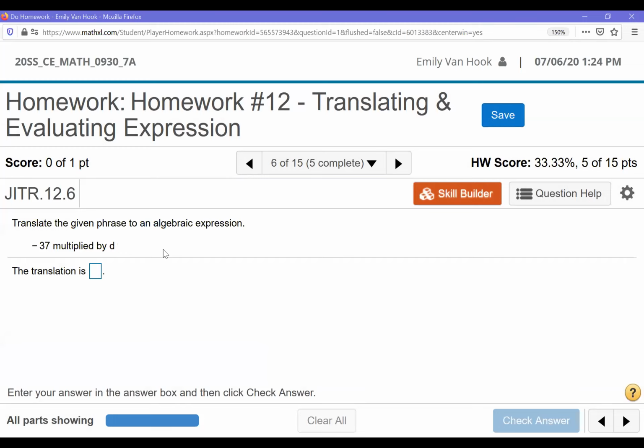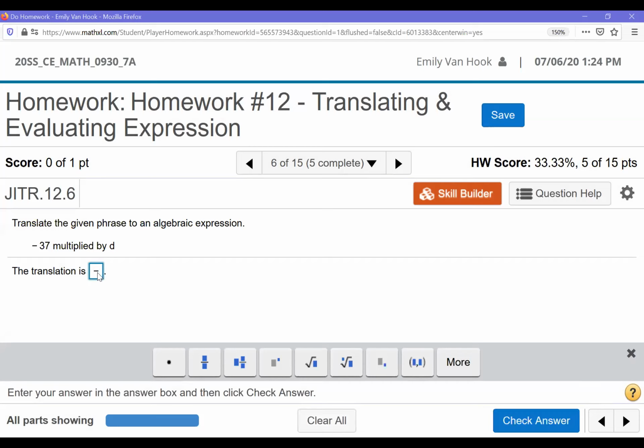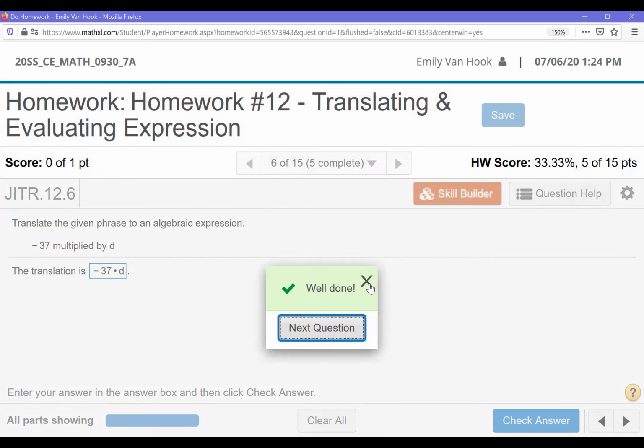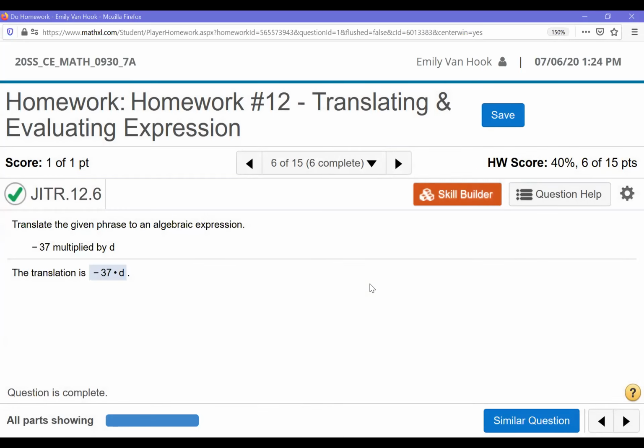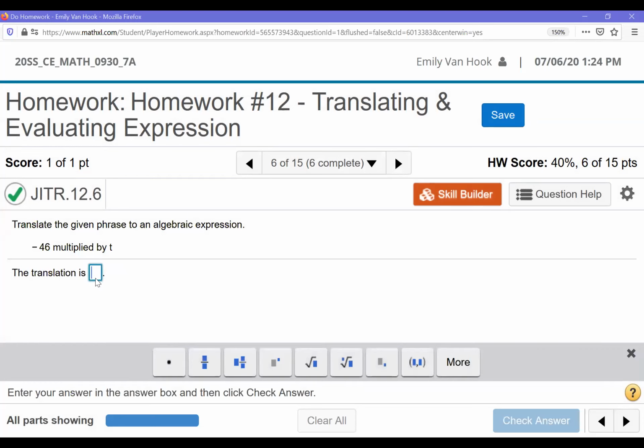All right, number 6, -37 multiplied by D. You can write -37 and then click on this little dot for multiplication and then the D, that's fine. Or we could also just type it with the number and the variable right next to each other without the multiplication symbol. So I just regenerated the question, similar question, -46 multiplied by T. I'm just going to write -46T.